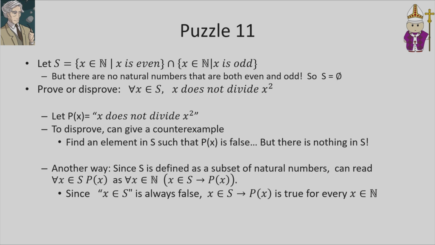And what do we know about false? False implies whatever is true. So no matter what natural number x is, the statement, if x is in S, then x does not divide x squared, must be true. So surprisingly enough, even though x does not divide x squared, well, that just cannot possibly be true. The statement for every x in the empty set, followed by really whatever you want to put there, is always going to be true, because you can never find a counterexample. You cannot disprove it.